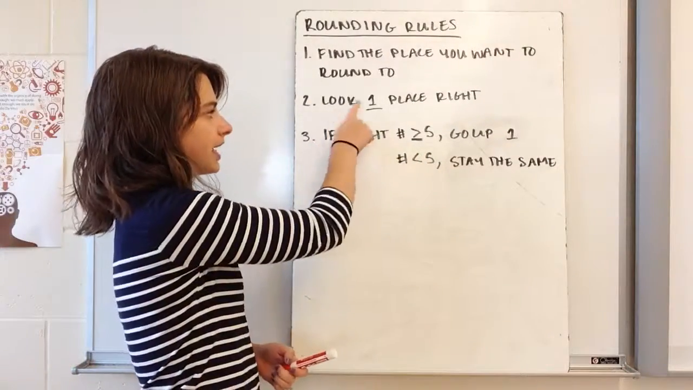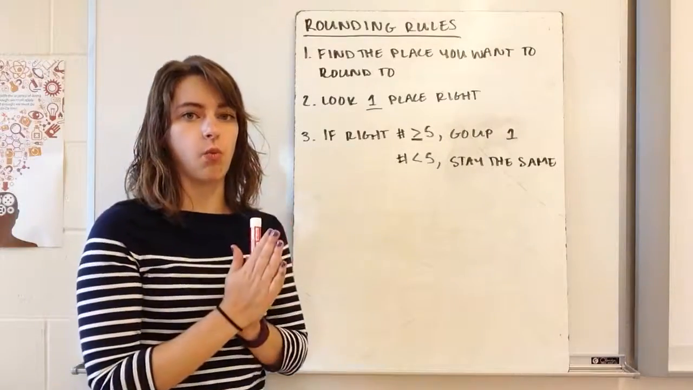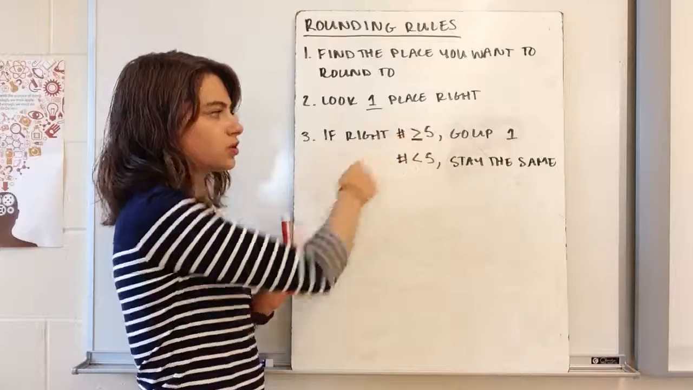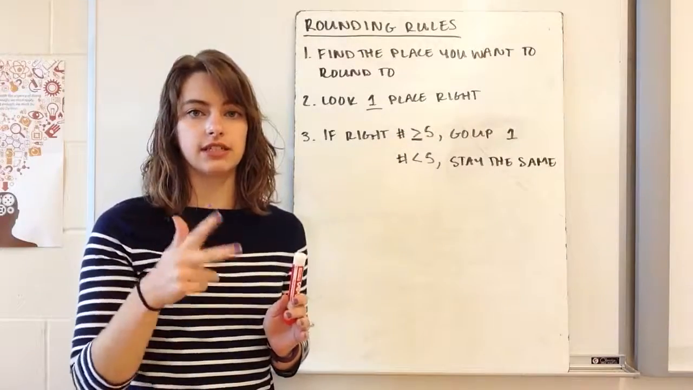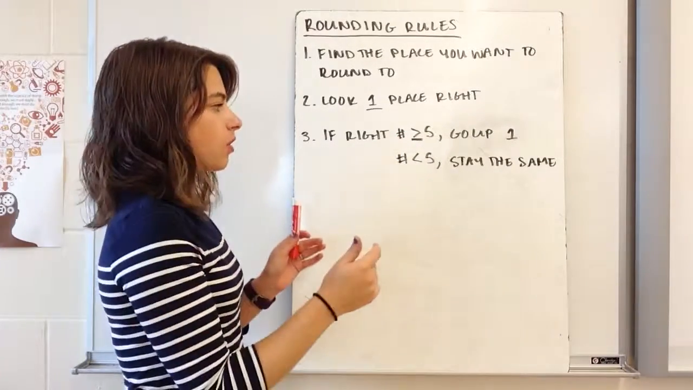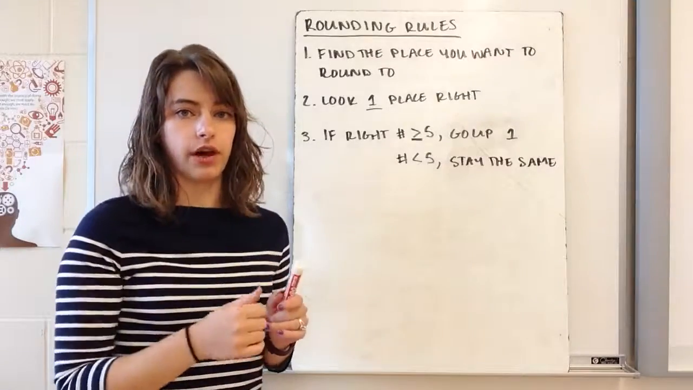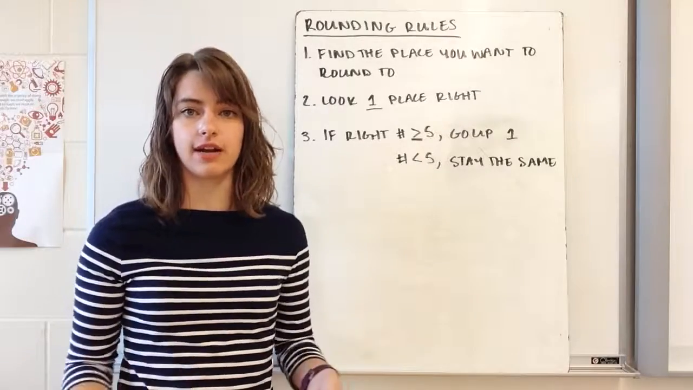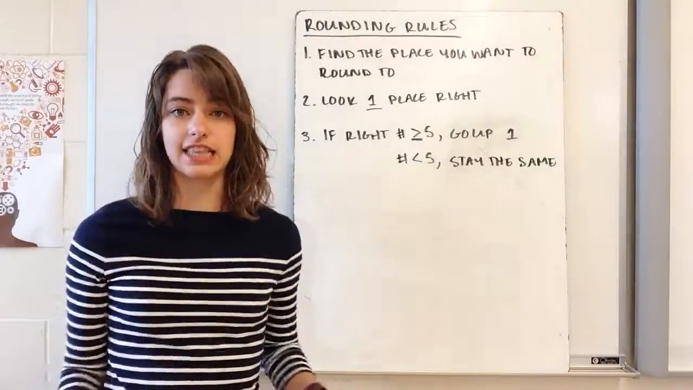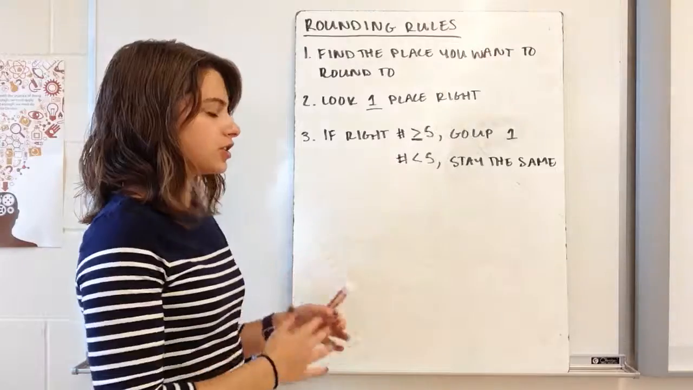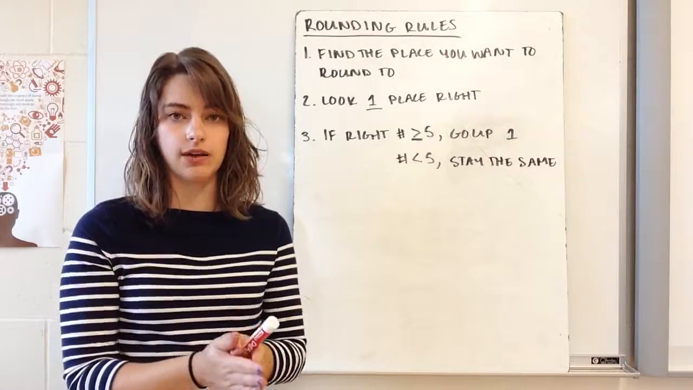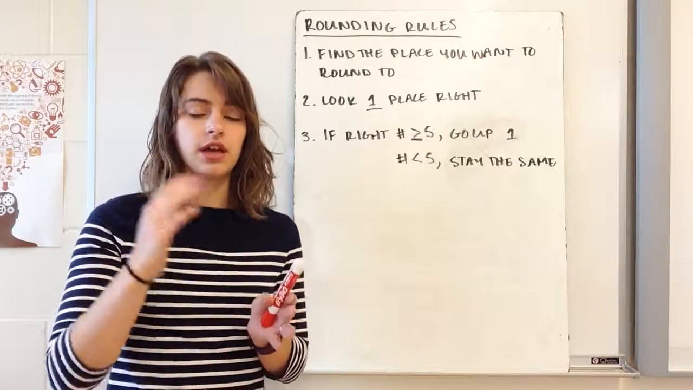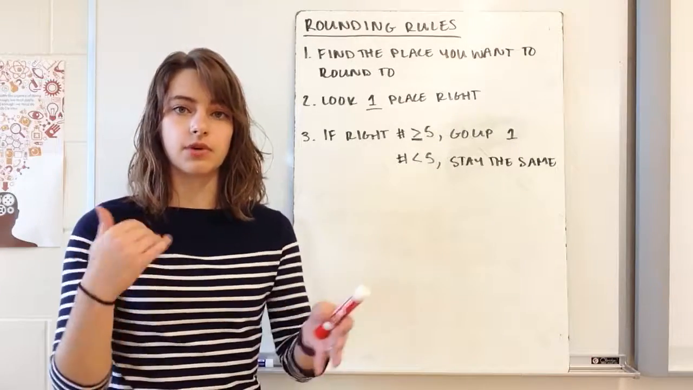Once we get to that spot you want to round to, you're going to look 1 place to the right. If that number on the right is equal to or bigger than 5, so if it's 5, 6, 7, 8, or 9, your number on the left is going to go up 1. If the number on the right is 4, 3, 2, or 1, so any number less than 5, it's going to stay the same. So you find the place you want to round to, look to the right. If it's 5 or bigger, the number goes up.